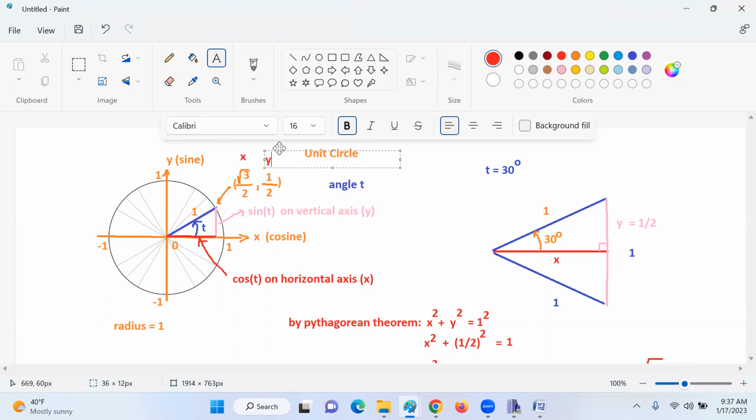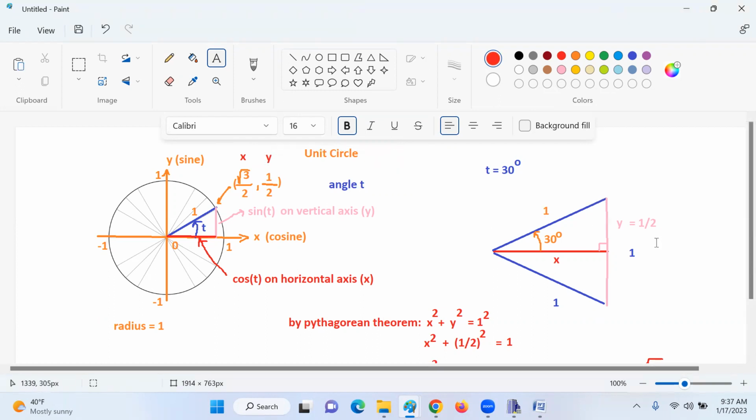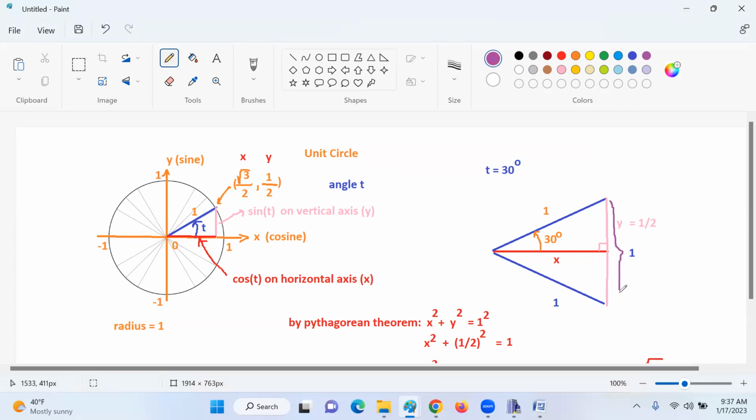Oh, okay. So that's a good question because this is an equilateral triangle, so they have the same side length. So the whole side length here equals 1, right? The whole side length here equals 1. So this is 1, this is 1, and this is 1. Because this is 60 degrees, this is 60 degrees, and this is also 60 degrees. So they have the same angle, meaning that they must have the same side length as well.